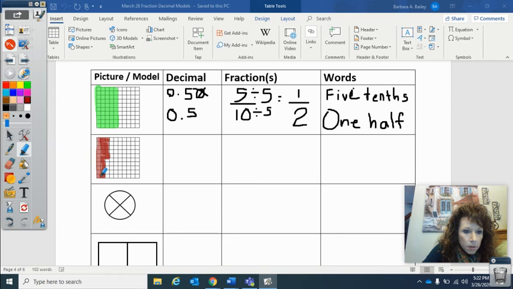All right, so you're going to fill in the decimal, the fraction, trying to put the fraction in the simplest form, and then the words, and we'll come back and look at this again and finish it up tomorrow.